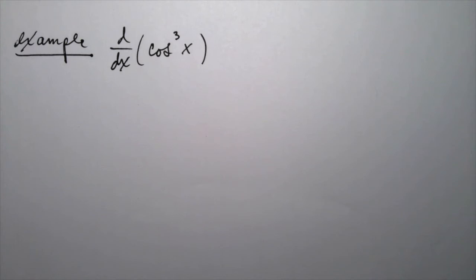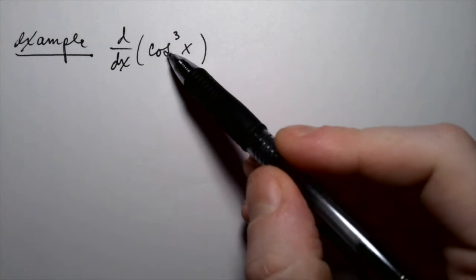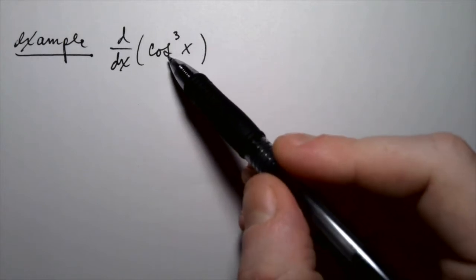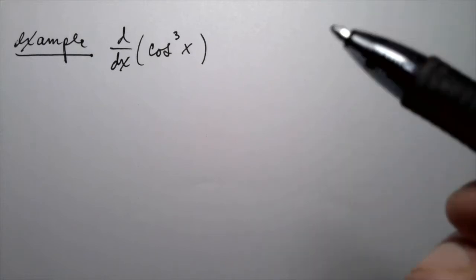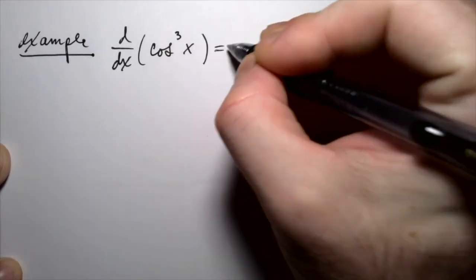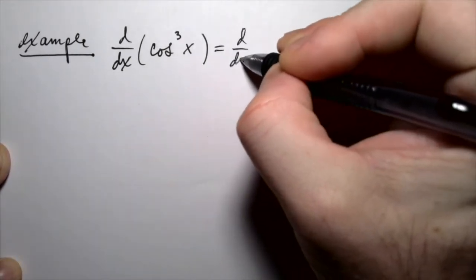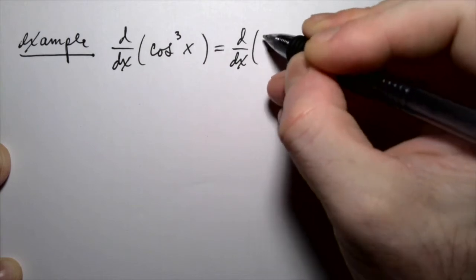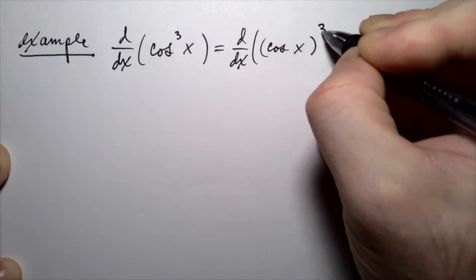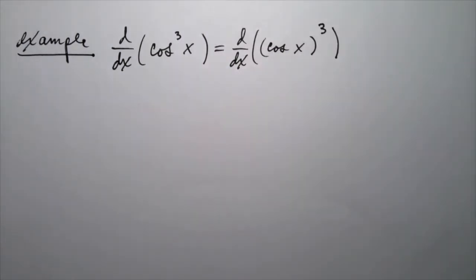Let's take the derivative of cosine cubed of x. Wait, what does that mean? What does it mean when I take cosine to the third power? Is that cosine times cosine times cosine and then I multiply by x? No. Remember this notation. This just means you take cosine of x and then you're cubing that whole thing. It's just shorthand notation for cosine of x, that entire thing cubed.